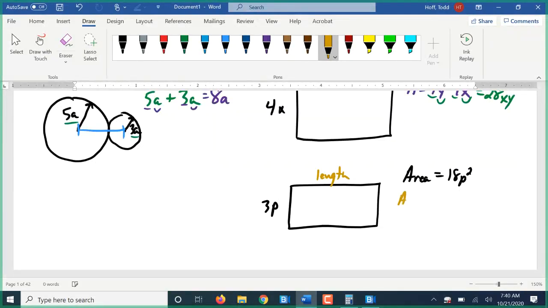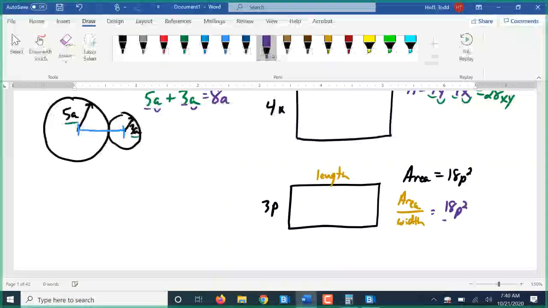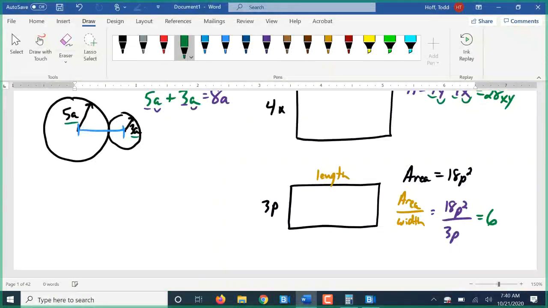it's going to be the area divided by the width. 18p squared divided by 3p. So 18 divided by 3 is 6. P squared divided by p is just p.